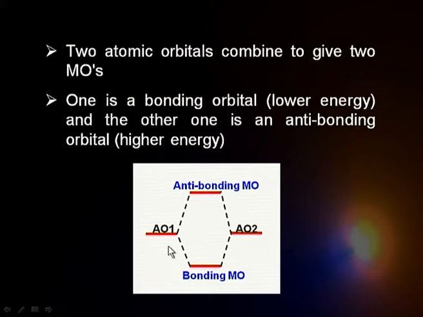So, that is what we have done so far in case of hydrogen molecule ion. Now, suppose we want to extend this molecular orbital theory to homonuclear diatomic molecules, what do we do?